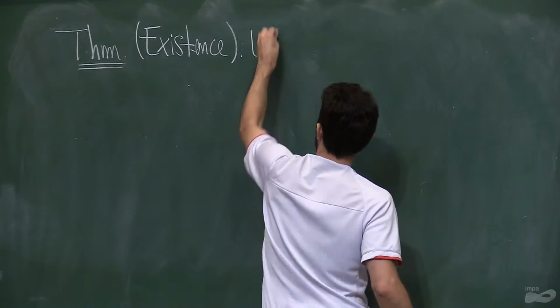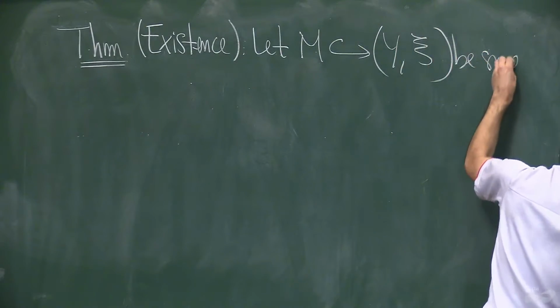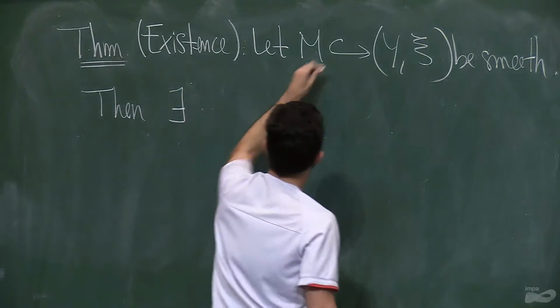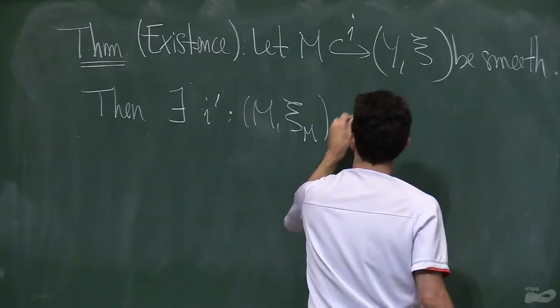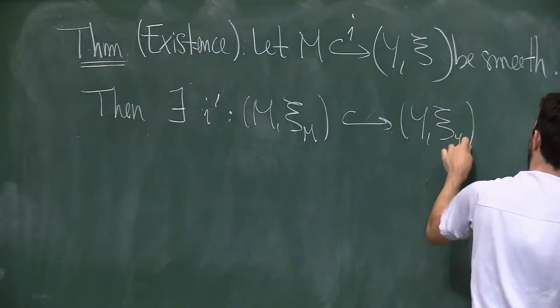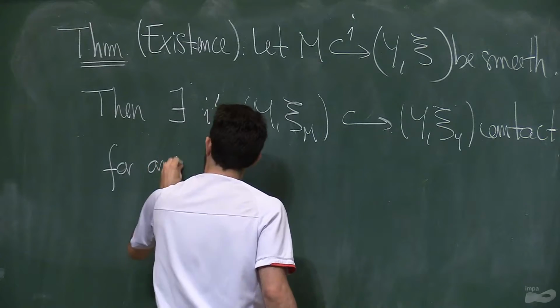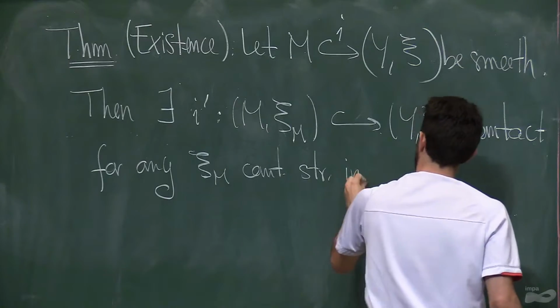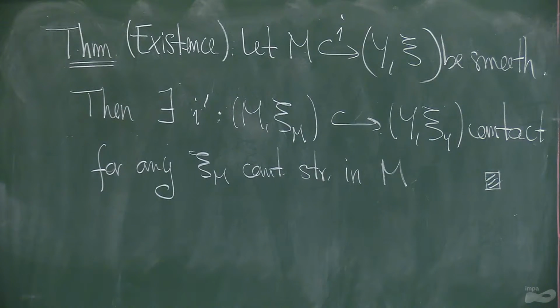Recall the following. Any smooth embedding, let's call this I, there exists an embedding I prime, even with a prescribed contact structure here. And again, it's an isocontact case principle, so that's for any contact structure xi on M. Okay, so we're now relaxing, and we move towards existence.